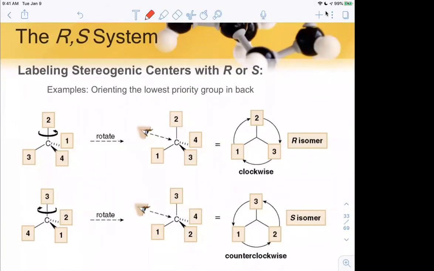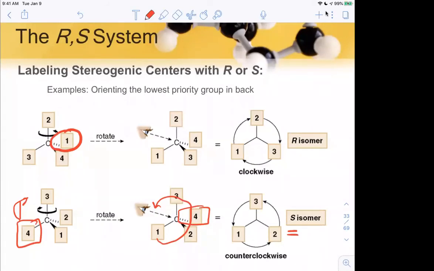So here's another example. Let's say my orientation isn't this easy, where this is already pointing in the back. What I need to do is rotate it so that my number 4 goes in the back. So in order to do that, I'm going to rotate it around the axis, and I'm going to put this in the back. This now gives me a counterclockwise, which is the S isomer.